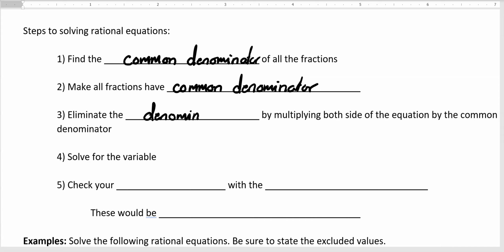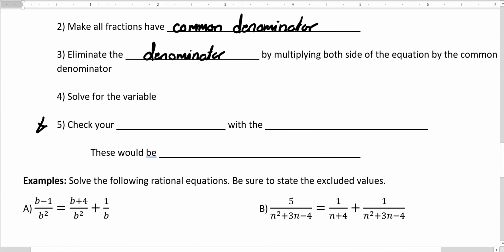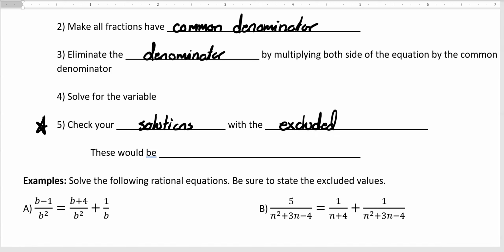So once we have it figured out and everything has that common denominator, we can multiply both sides by the common denominator. They divide out. Then we'll solve for the variable. And very important last step, check your solutions with the excluded values. We have to make sure that those are not the same. Anytime that we get a solution that is also an excluded value, well, in that case, we would have an extraneous solution.